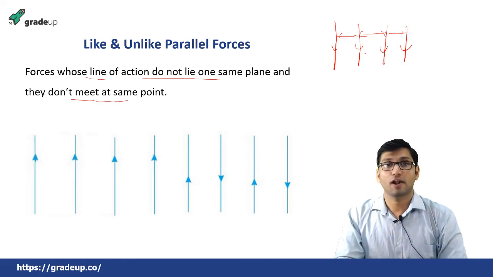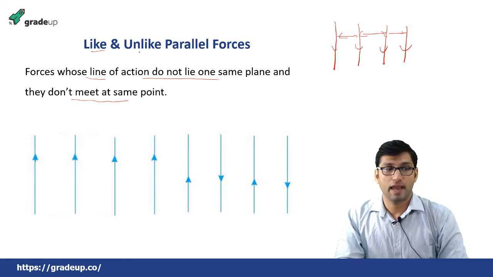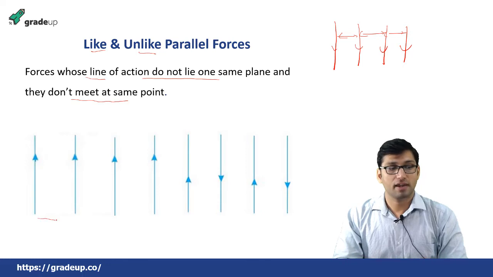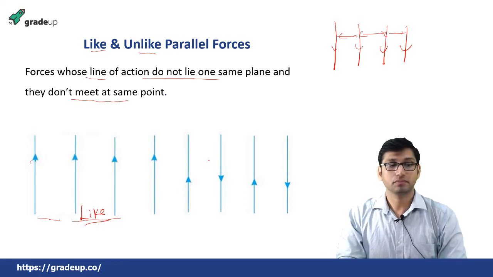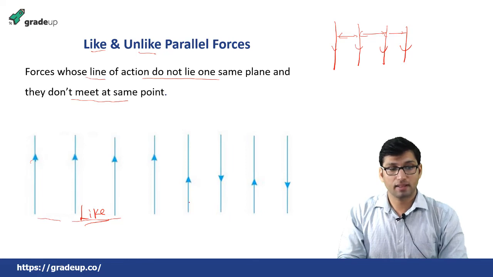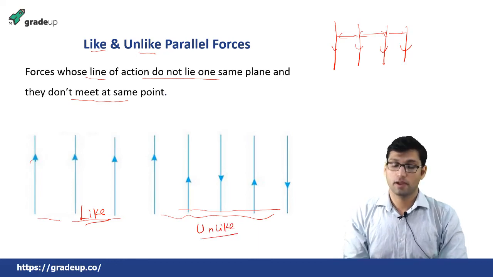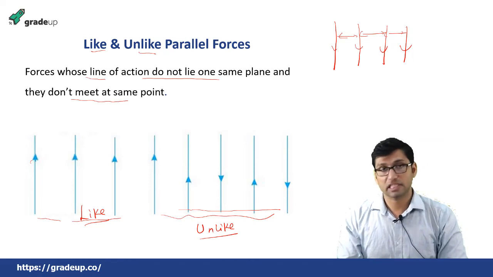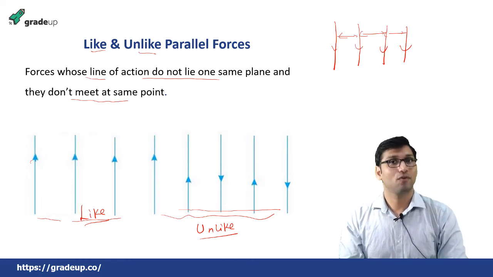Now these forces are of two types: like parallel forces and unlike parallel forces. Like parallel forces are those forces which are acting parallel to each other and in the same direction. But if the forces are acting parallel to each other but not in the same direction, then these forces are called unlike parallel forces. So these were some classifications of the types of forces and system of forces.